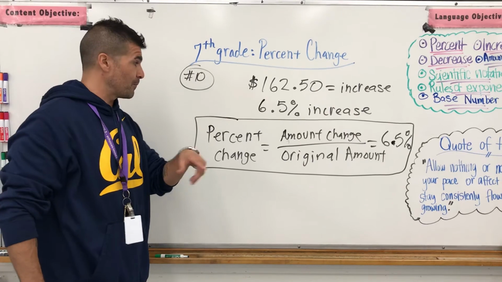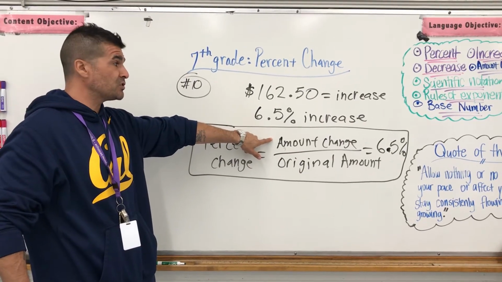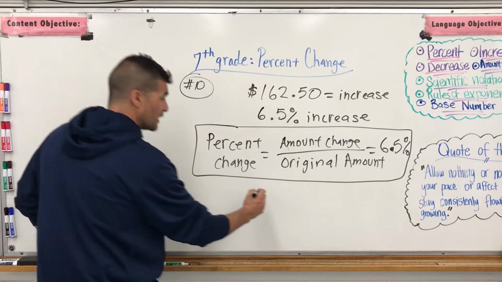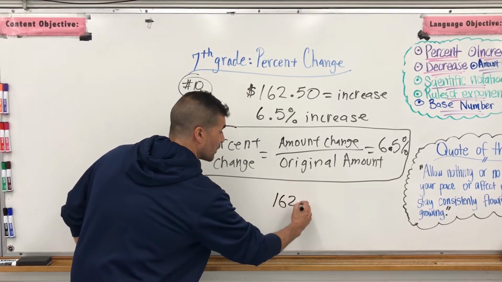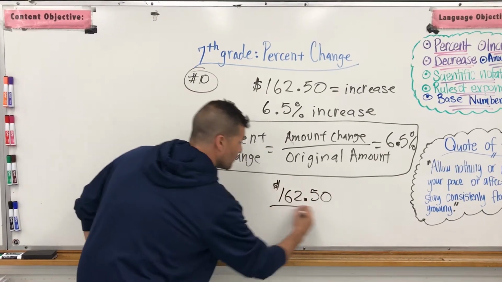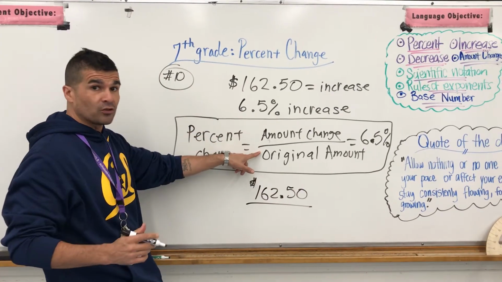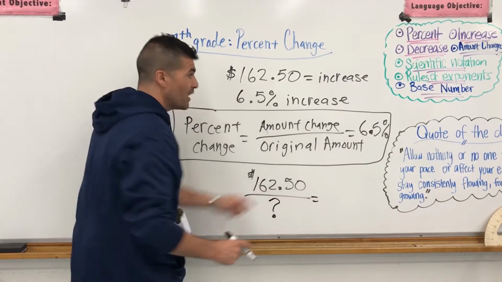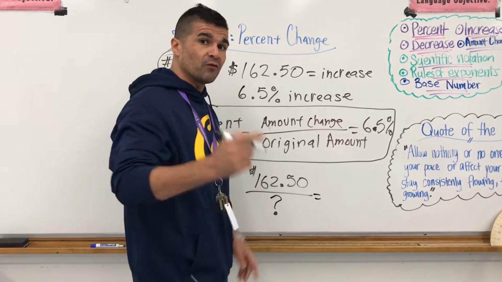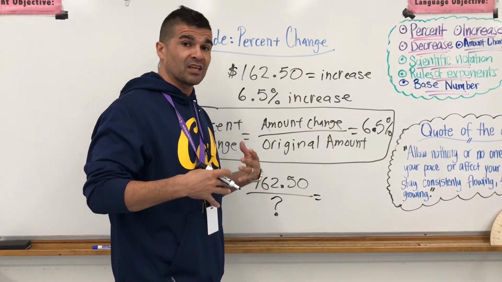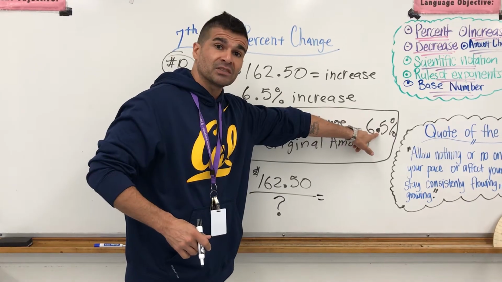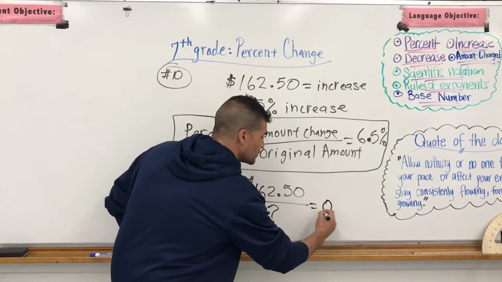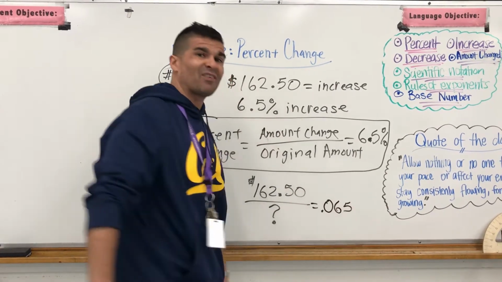Well, here's what you could do then. You can take out the amount changed, and you can put in the $162.50. So you can say $162.50 divided by this original amount. Now, you don't know what this amount is, so I'll just put a question mark right there. But you do know that this is equal to 6.5%. Well, if you remember from our poster and other activities that we've done, you can turn any percent into a decimal by moving it 2 times to the left. And this turns into 65 thousandths.